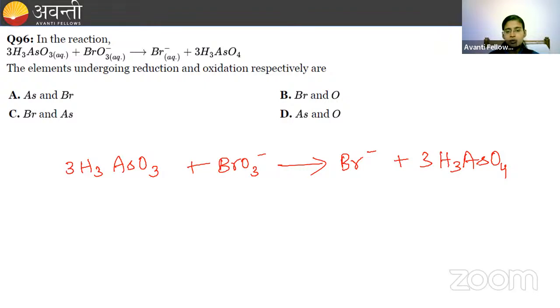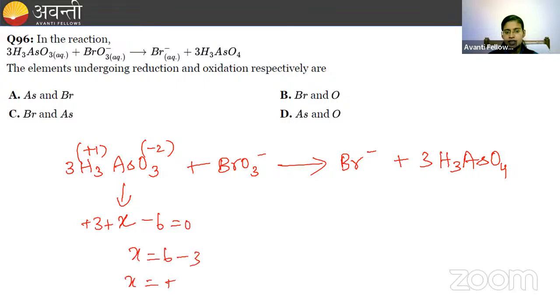Okay, arsenic and bromine. For arsenic, the oxidation state of arsenic here is, let me take this as X. And for each hydrogen, we have to put +1, for oxygen. So 3 into +1 is +3. So +3 plus X and -2 for oxygen. So 3 into -2 is -6, which is equal to 0. So X is equal to 6 minus 3. It is coming out to be +3. So arsenic oxidation state is +3.